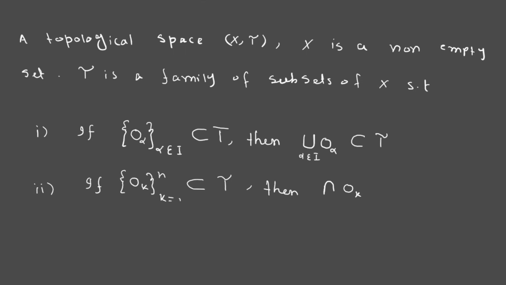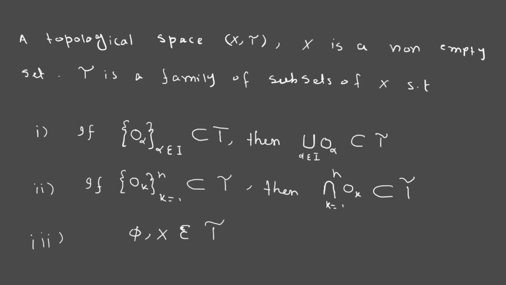Then the finite intersection of members of tau, where k is equal to 1 to n, must be contained in tau. And the third property is phi. Phi means the empty set, and the set X itself should belong to tau. So this is the mathematical definition of topology.